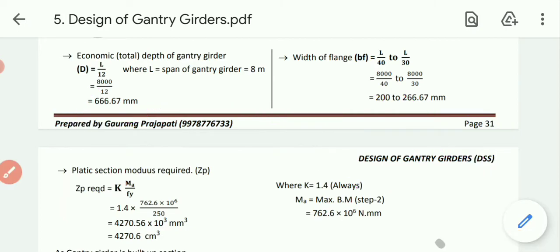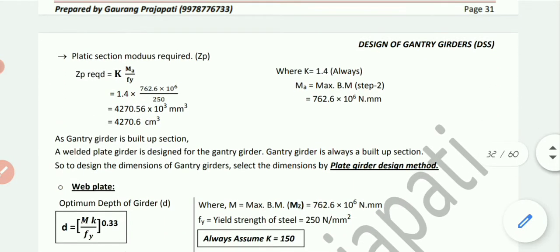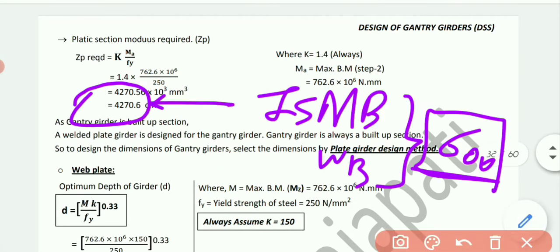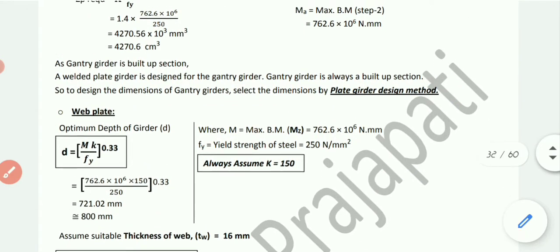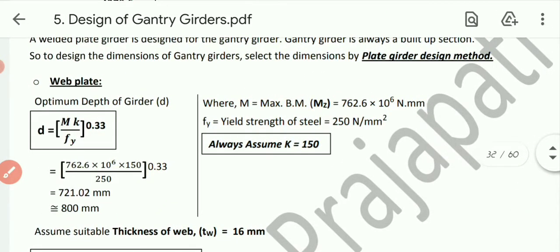In order to take the built up section, we have already used this method in the plate girder design. So by using the plate girder design method, we can design the dimension of the gantry girder. As the gantry girder is a built up section, a welded plate girder is designed for the gantry girder. So the gantry girder is always a built up section. To design its dimension, select the dimension by the plate girder design method.